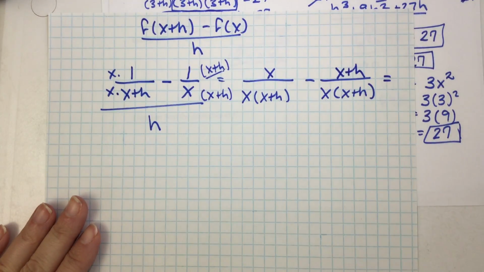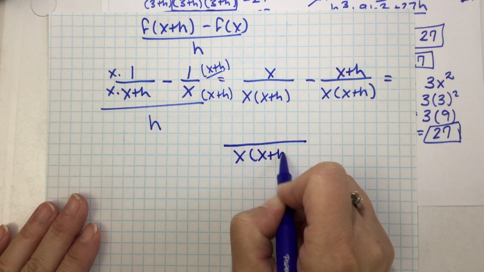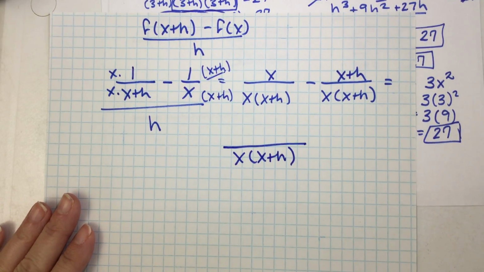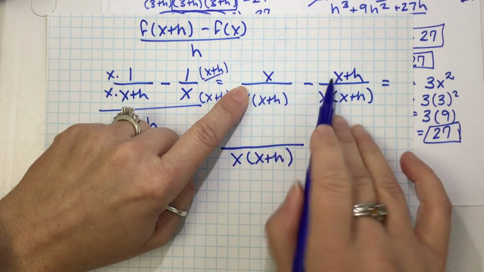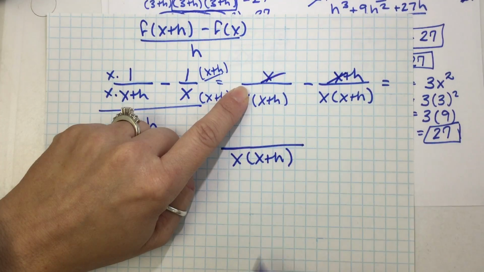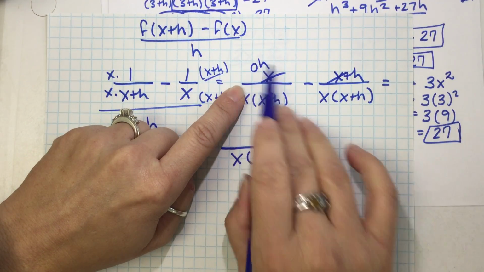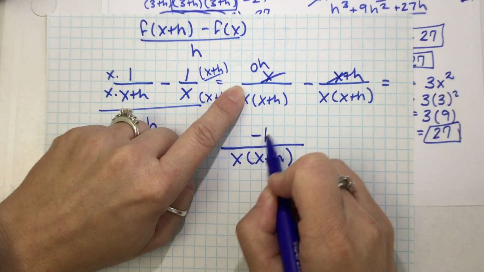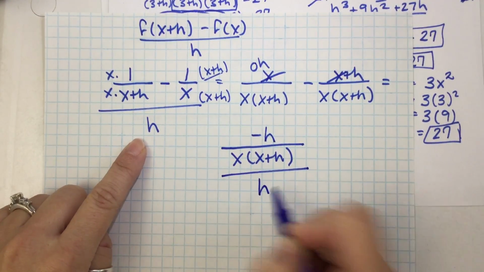When you are adding and subtracting fractions, your common denominator remains. So this is x times x plus h. On the top, you're subtracting like terms. x minus x, that cancels. This is like 0 h's because there's not an h here. 0h minus h is negative h. Now, that is the top all over h.